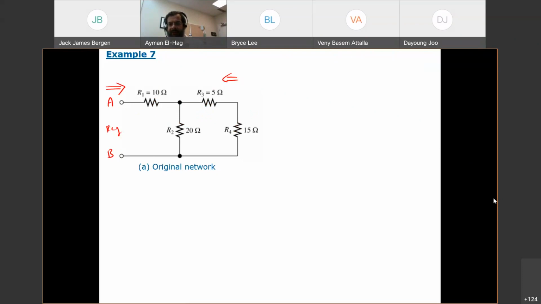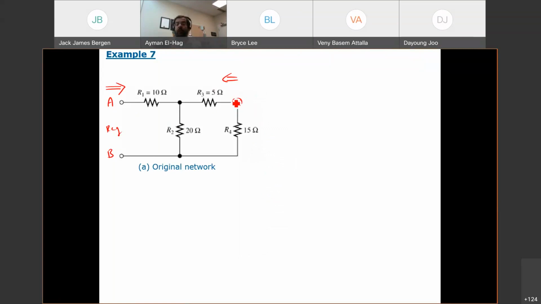R3 and R4. So series, series, series. Okay, anyone said neither? No, all in one. Excellent. Yes, they are in series. Why? Because they share this node. This node is shared between them, and nothing else is connected.